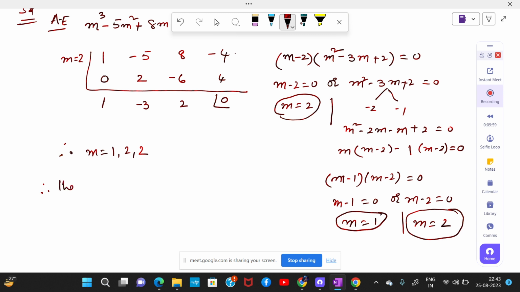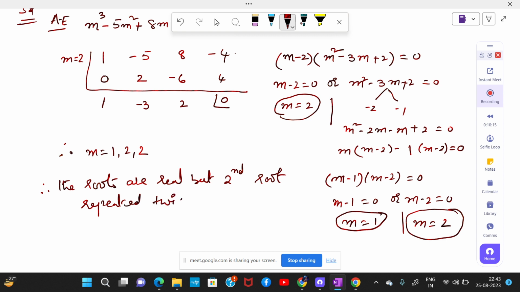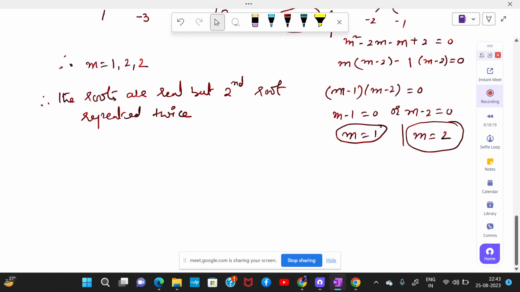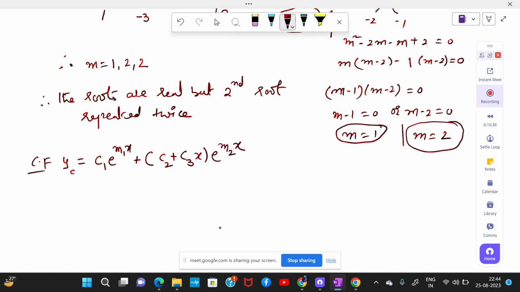The roots are real, but the second root is repeated twice. So your complementary function y suffix c is equal to c1 e to the power of m1x plus c2 plus c3x e to the power of m2x. With m1 equal to 1, that is simply e to the power of x, then plus c2 plus c3x e to the power of 2x. So our first half of the problem is over.